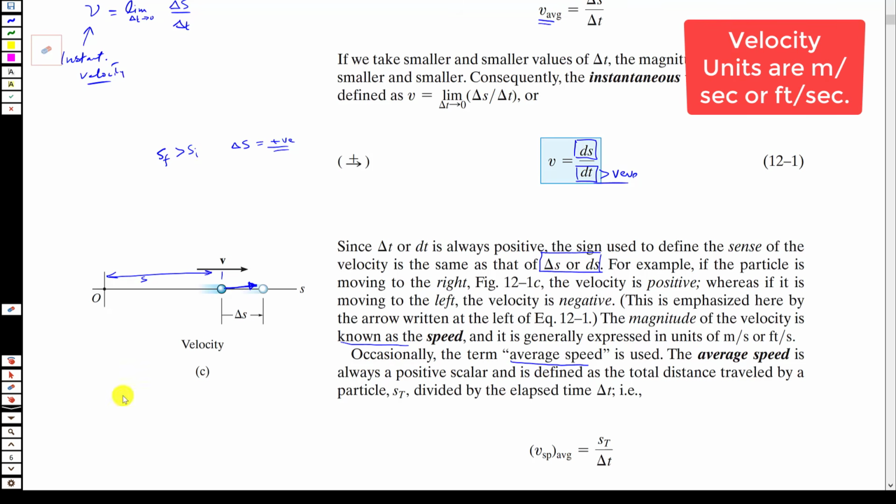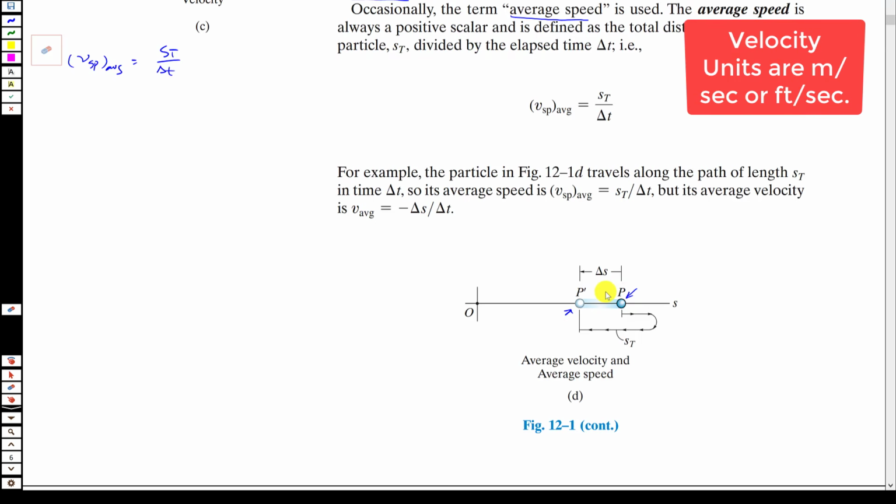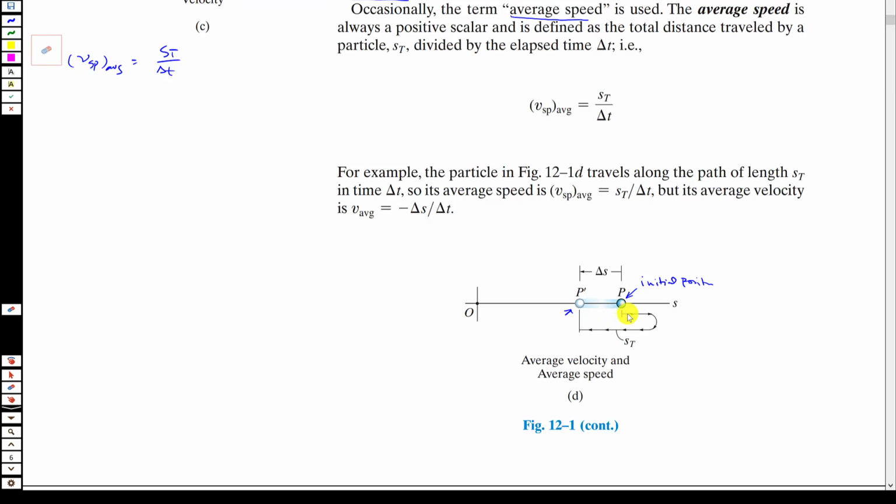So what is average speed? Average speed is total distance traveled divided by total time taken. What is meant by average speed? Let's say this is the initial position and this is the final position, and this particle has traveled some distance in this direction and then it traveled back. The total distance will be from this point to this point, and the displacement will be from this initial position to this final position.